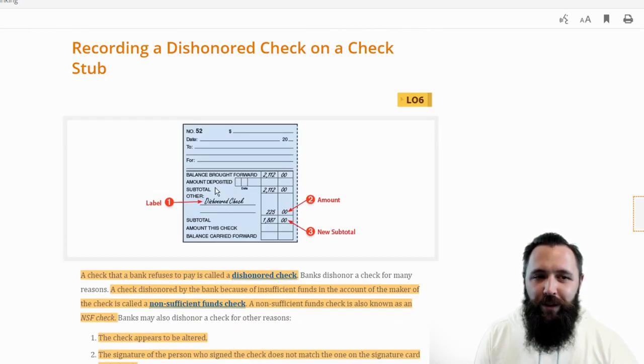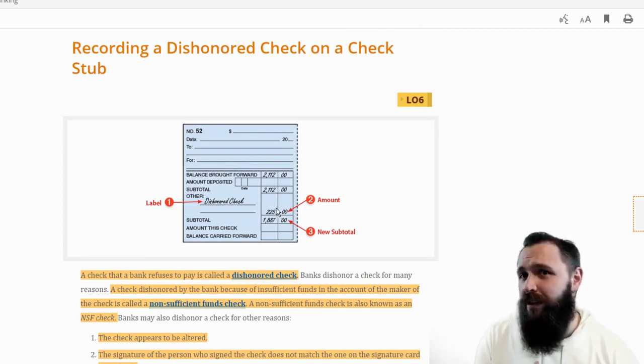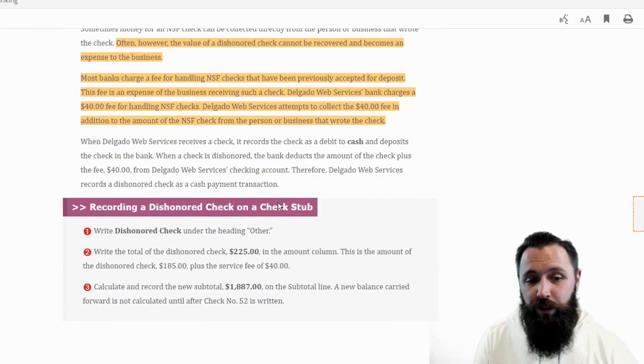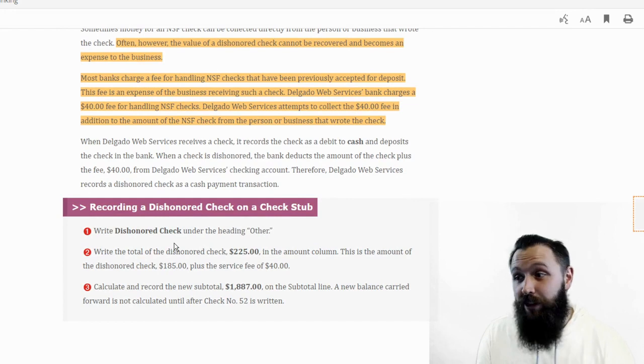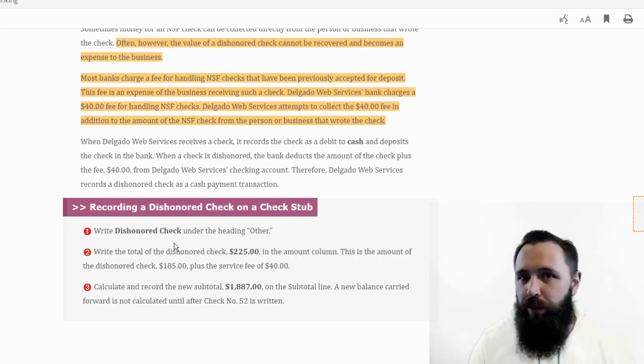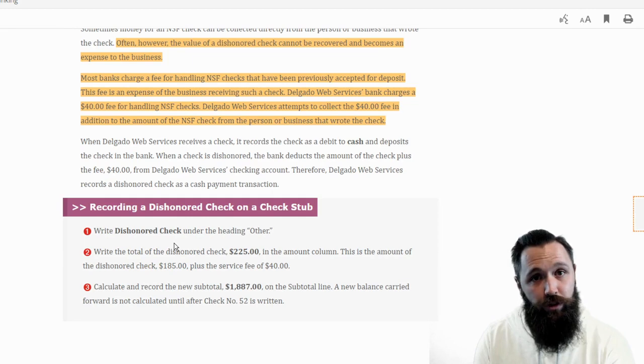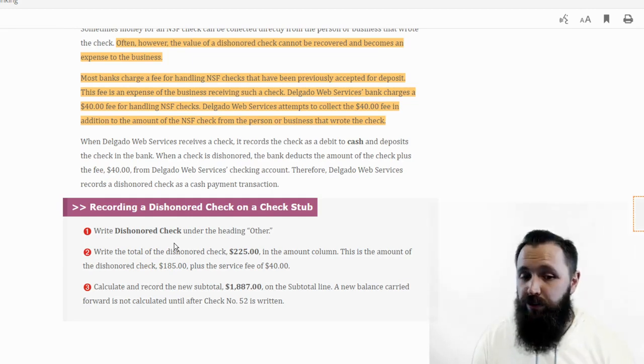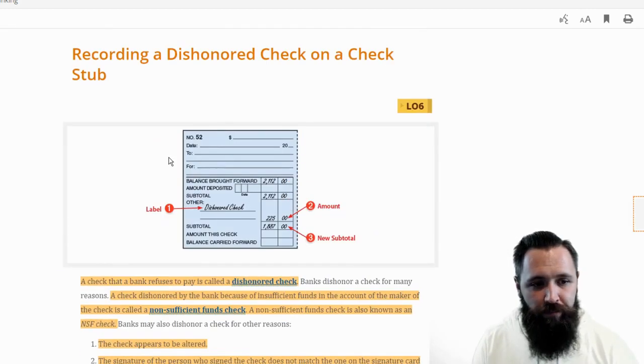When we look at it and we have that $225 here for the dishonored check, what does that include? Well, you can see it here, it includes the check amount, which is $185, and the service fee. So we're taking that $185 and adding in the $40. So it's $185 plus $40, and that's where we get the $225. We write down the dishonored check for the original amount of the check plus the service fee. So there we go.